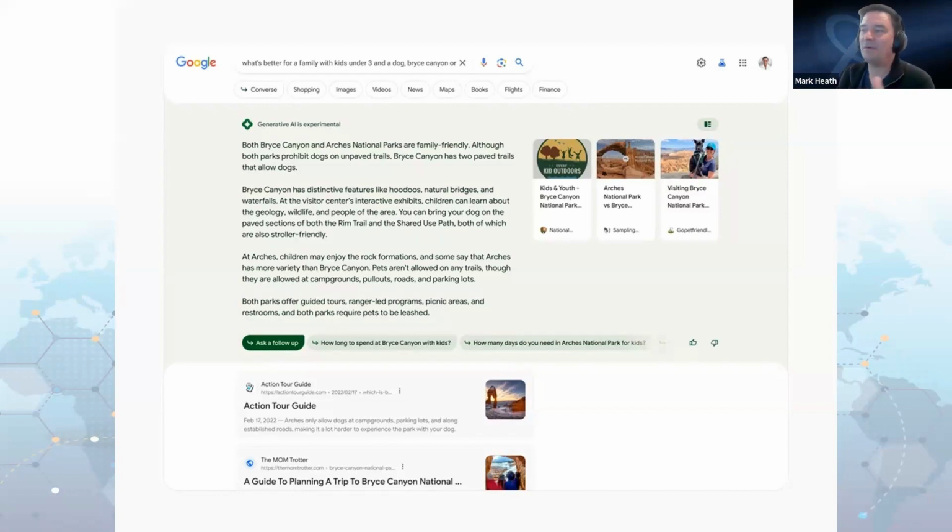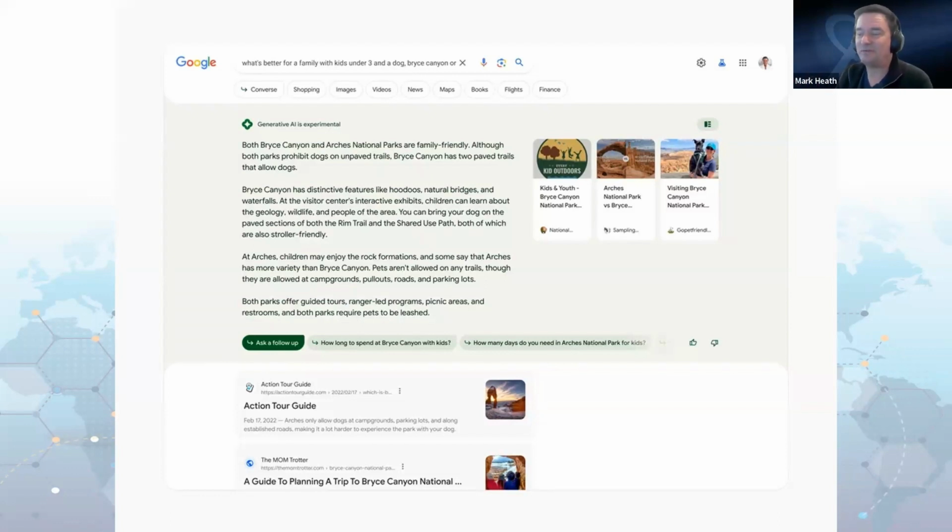And in this, it's going further, where it's saying that you can do compound questioning. So the question in this example is, what's better for a family with kids under 3 and a dog, Bryce Canyon or Arches National Parks? And then it's going to give you a response to that and explain the pros and cons of both options for you then to make a decision.